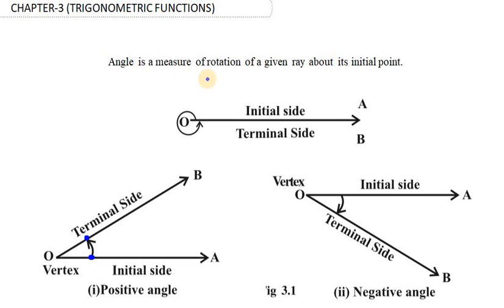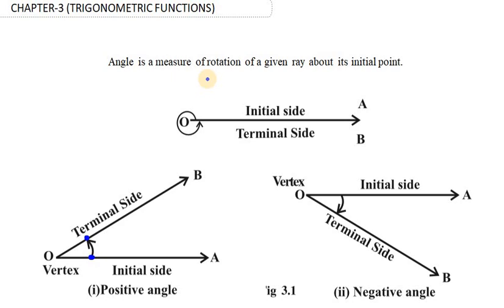Hello everyone, let's start with chapter 3, trigonometric functions. In this video we need to study angles. We will study the basic concepts and how we can convert radian into degree measures and degree into radian measures. So first we need to study angle.